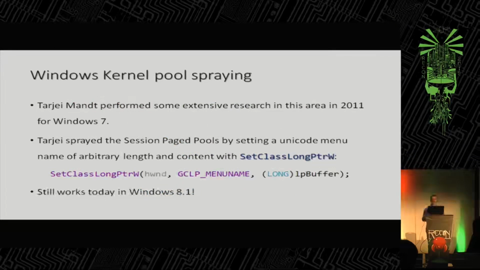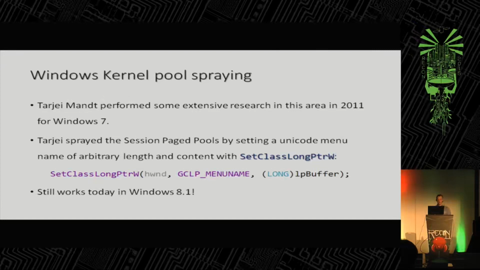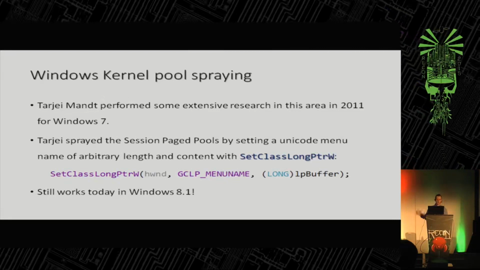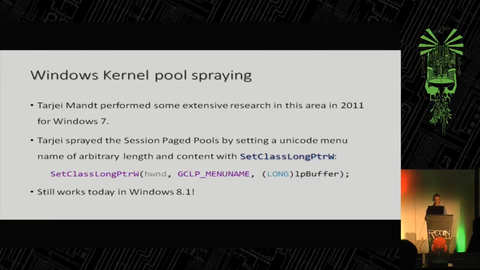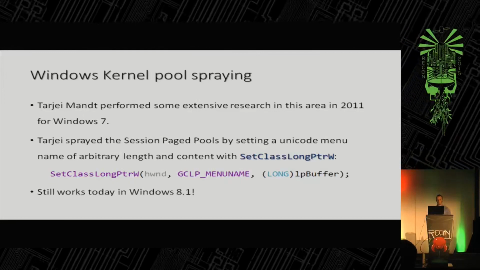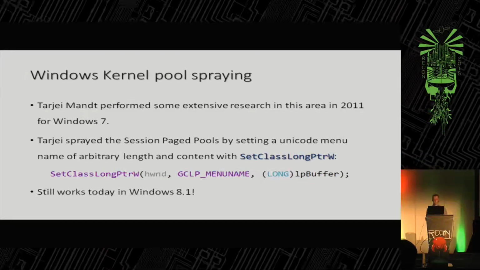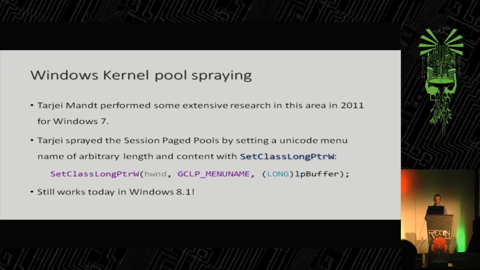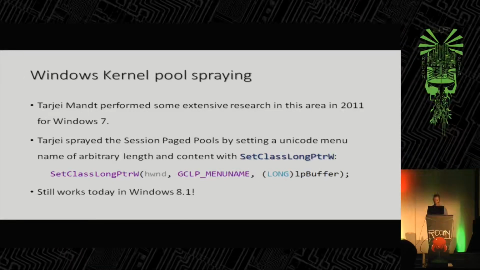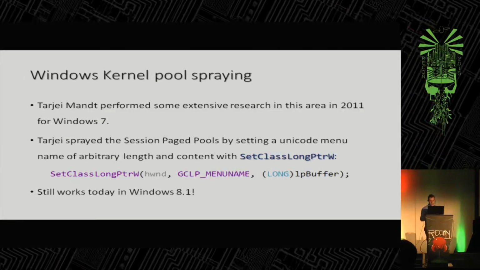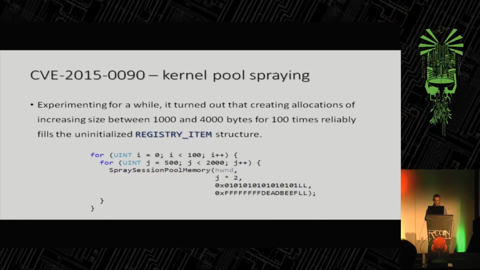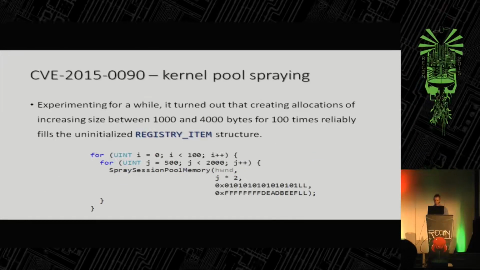If we think about how we can spray the pool, knowing that the allocation that we want to spray is within session paged pool, we can look up some existing research, and it turns out that RJ Mandt was actually doing stuff like that back in 2011 for Windows 7. What he did is he just called a single function called SetClassLongPtr, which is responsible for setting a Unicode menu name of arbitrary length. This causes Win32k to create an allocation of an arbitrary size and content, which should be a Unicode string. And it still works today in Windows 8.1. So I was experimenting for a little while, trying to see how many calls would suffice to have this memory region sprayed in the right way.